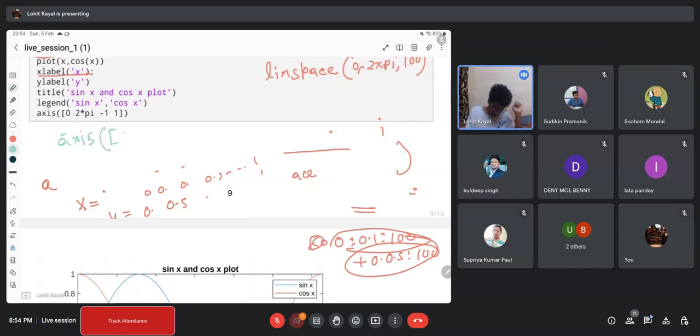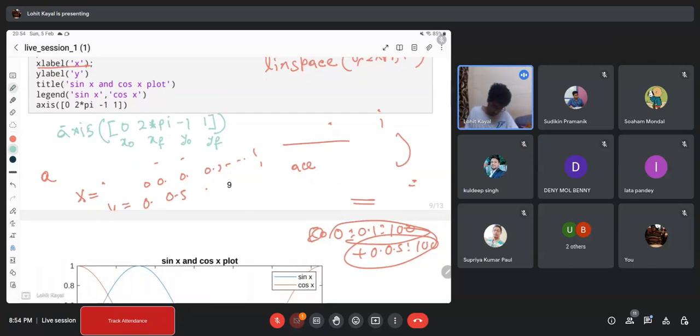Just remember this, how to write this command. It will help you. So this is the x0, that means the x initial. This is 2 pi, x final. This is y0, that means the y initial, and this is the y final. I am specifying the limit.